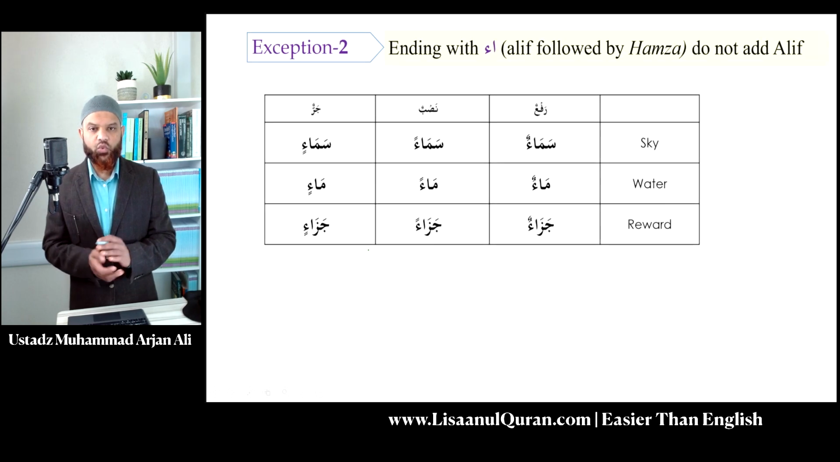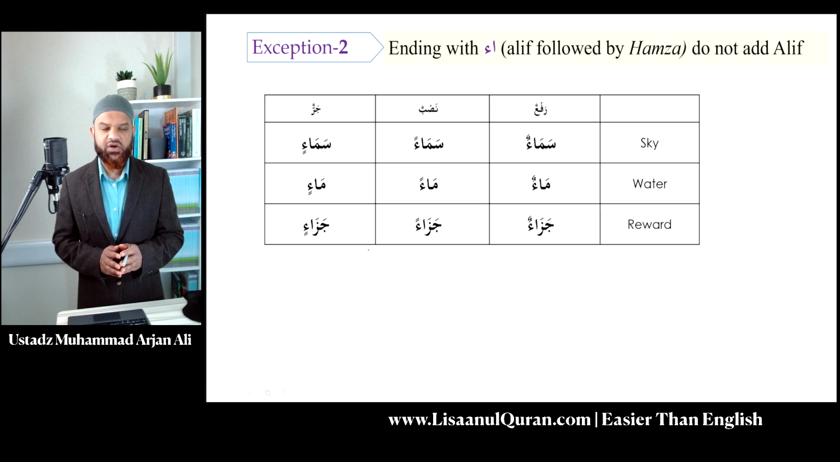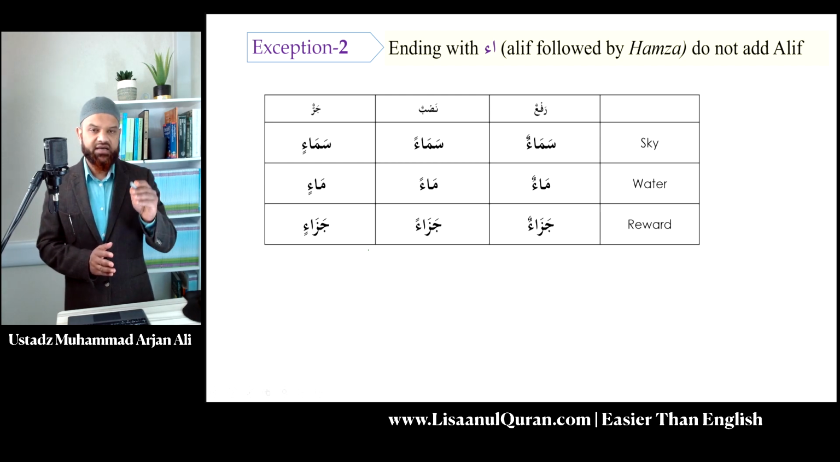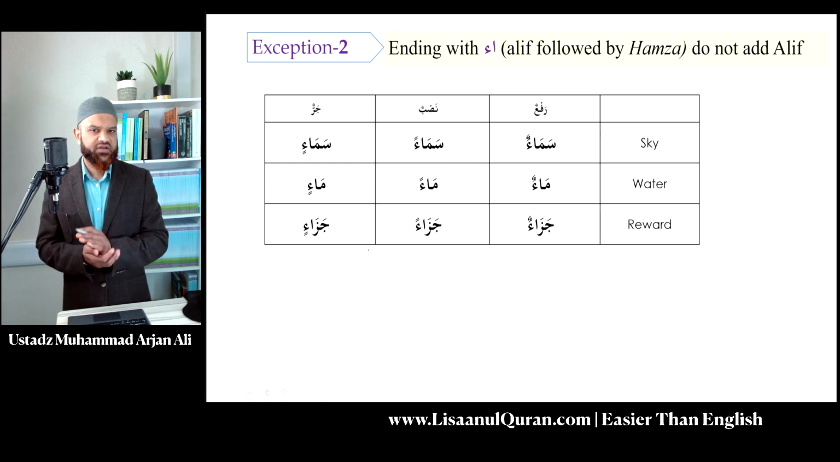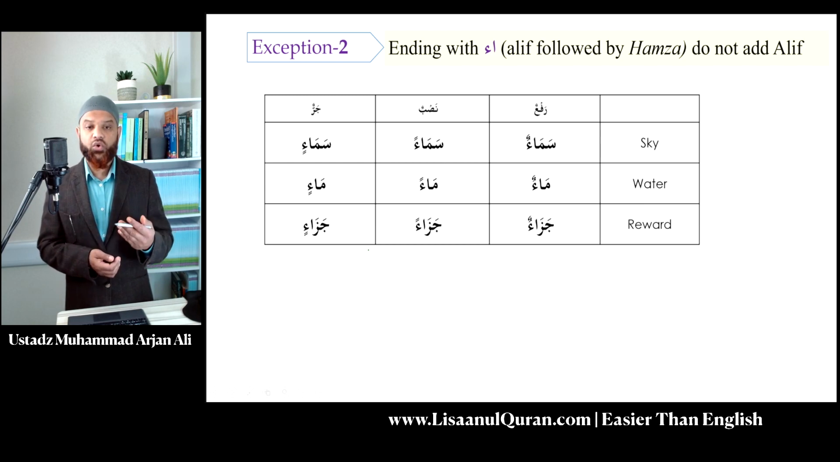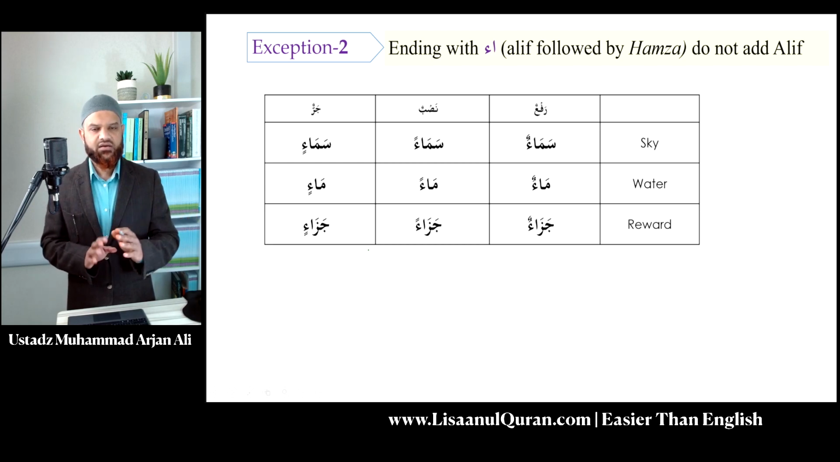The second group where the extra alif is not required, this is new, I have not mentioned this before to you, is when you have a word ending with an alif followed by hamza. That's all I want you to remember. Don't worry about the terminology of them. In that case, we will not use the extra alif in the nasab status. So sama'un, sama'an, no alif required. Sama'in. Then we have ma'an, no alif required. Okay, jaza'an, no alif required.